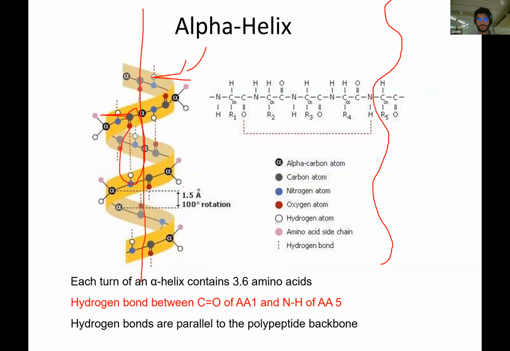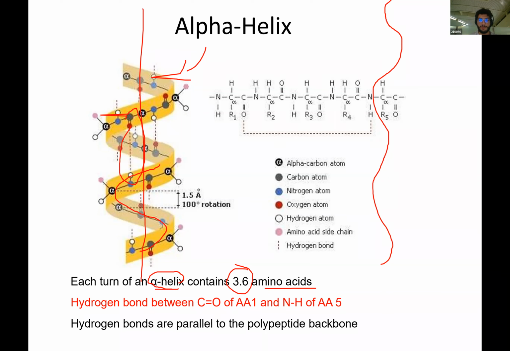Now over here, there's some specific details where it says an alpha helix contains 3.6 amino acids. This is just pure memorization for the exam. That's it. There's not much to know here. It basically means for every turn, there are about 3.6 amino acids in an alpha helix, and that's really it.